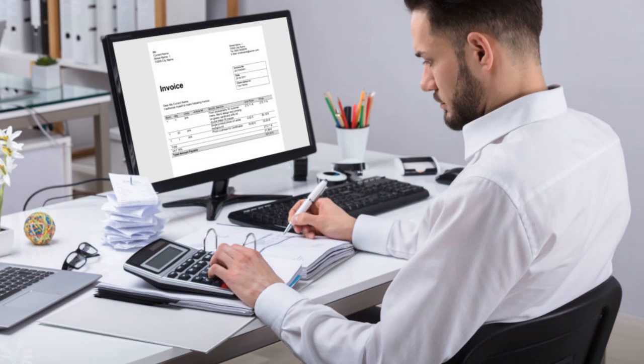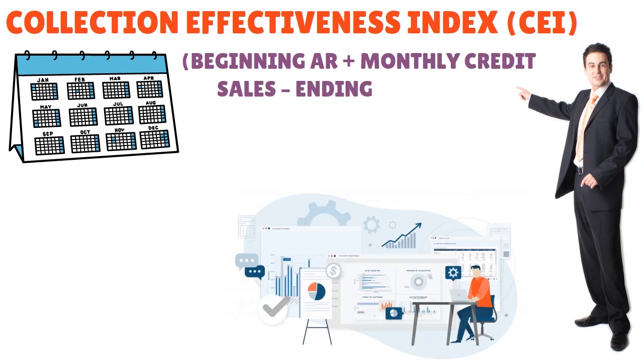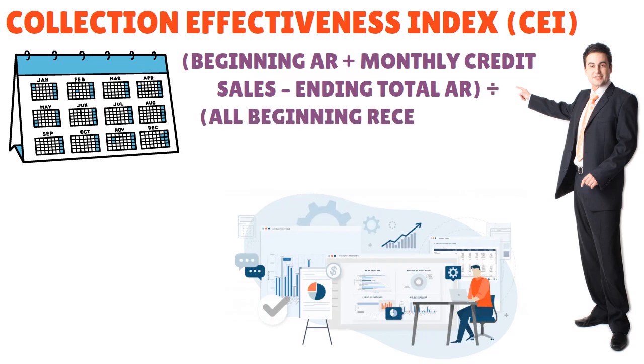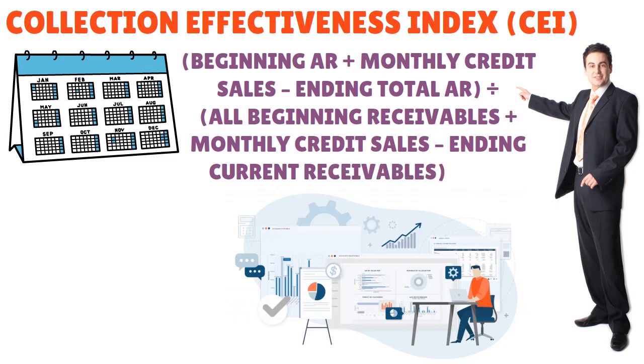Let me give you the formula for calculating the Collection Effectiveness Index. I'll be putting this on the screen so it's pretty clear to you. You have beginning accounts receivable plus monthly credit sales minus ending total accounts receivable. That's the numerator of the fraction, and you divide that by all beginning receivables plus monthly credit sales minus ending current receivables, and you multiply that fraction by 100. I'm going to put this on the screen because it can be really confusing.